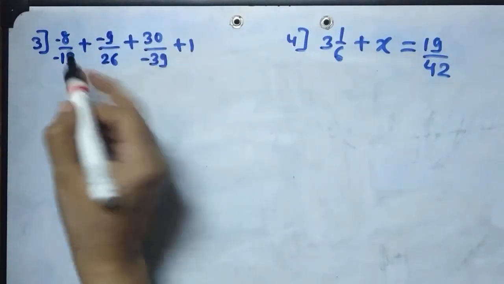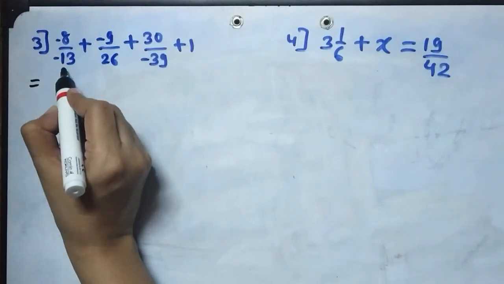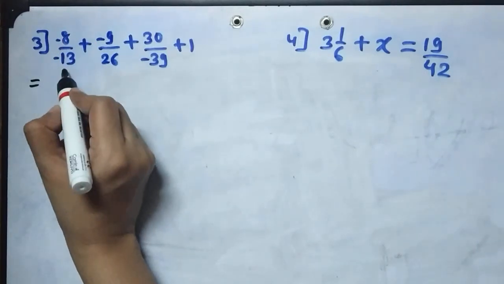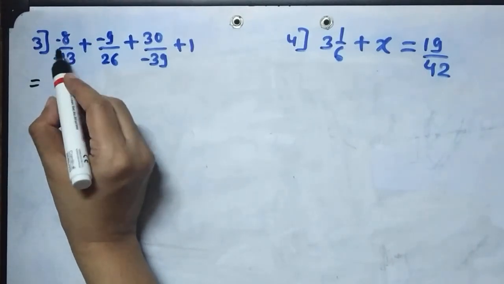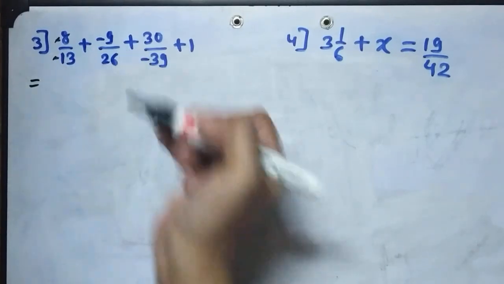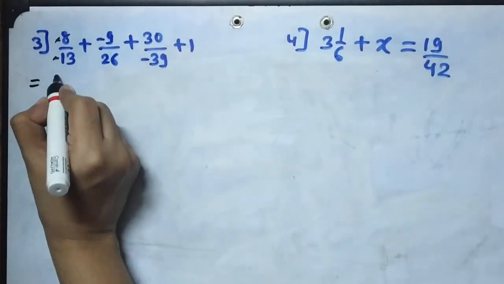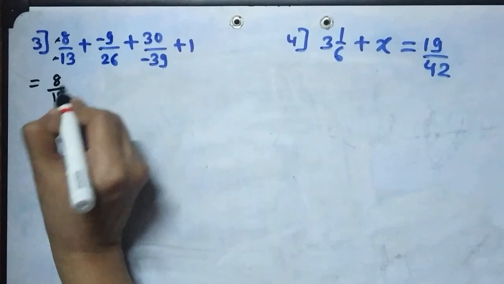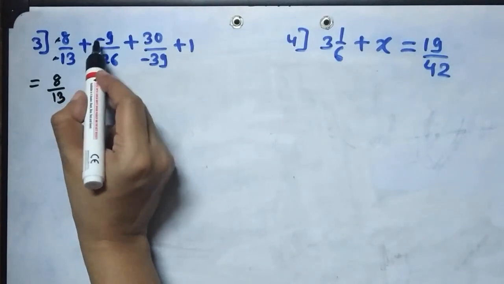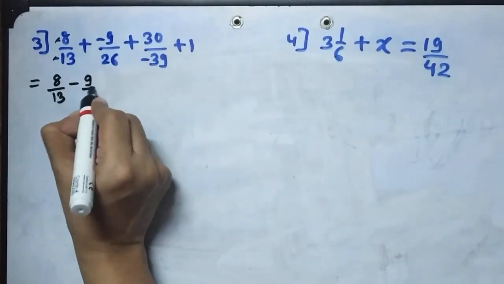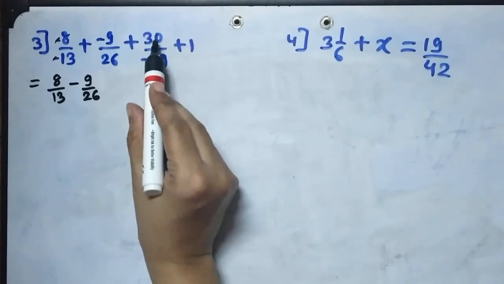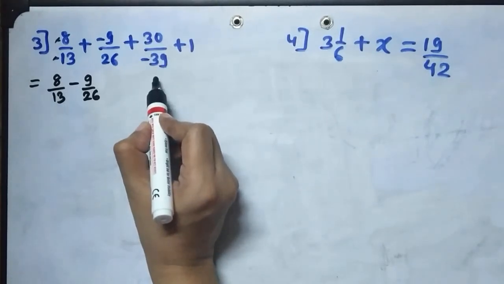First of all, you can see here, friends, minus 8 upon minus 13. It is actually a positive rational number. If we cancel the minus sign from numerator and denominator, it becomes just 8 upon 13. And here plus minus, we can write minus of 9 upon 26. And this is 30 upon minus of 39.